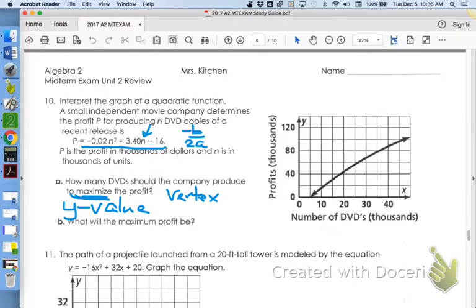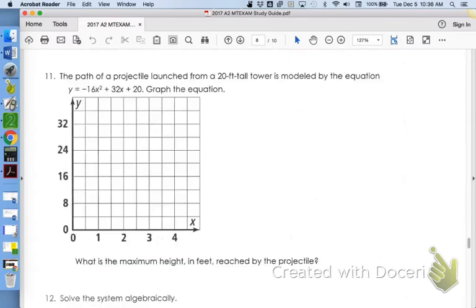Oh, wait a minute, I read that wrong. What will the maximum profit be? That's this right here. That's the y value. This says how many. This is number of DVDs. This is the x value. So let me fix this. This is your x value of your vertex, and this is your y value of your vertex. Okay, have fun with that. All right, let's move on.